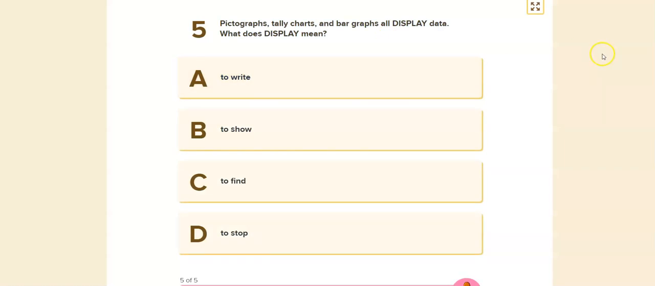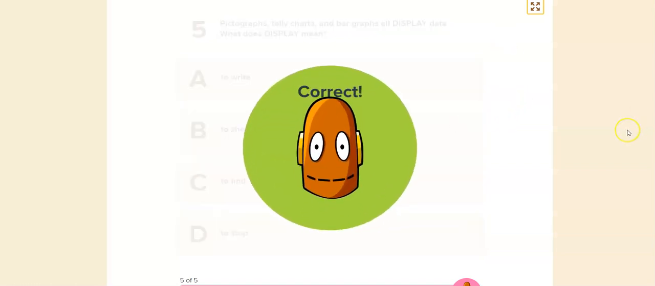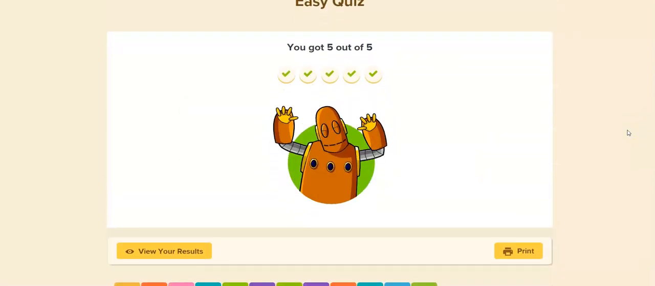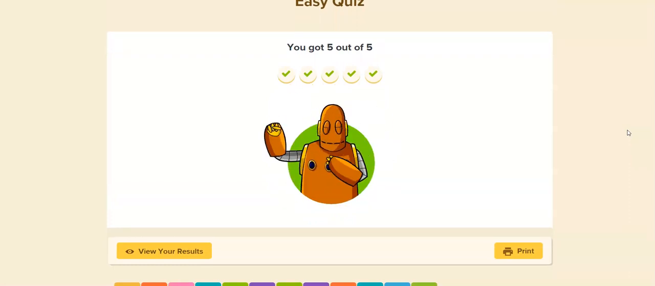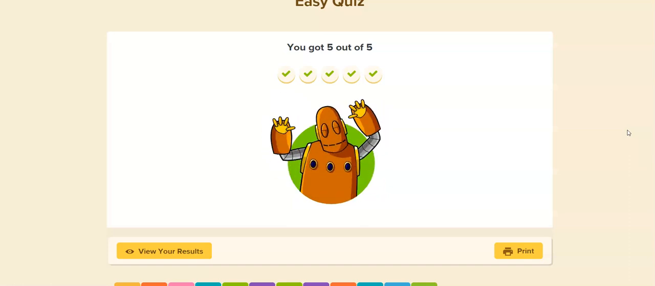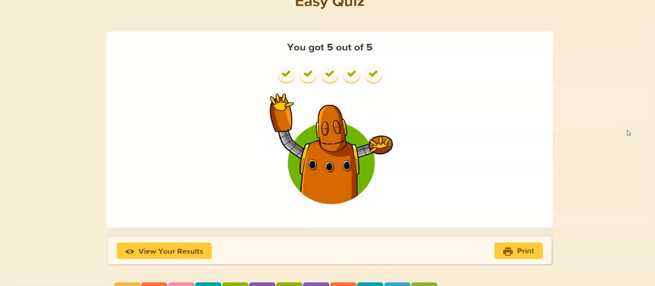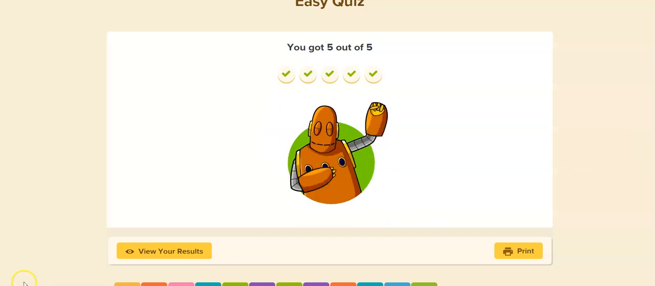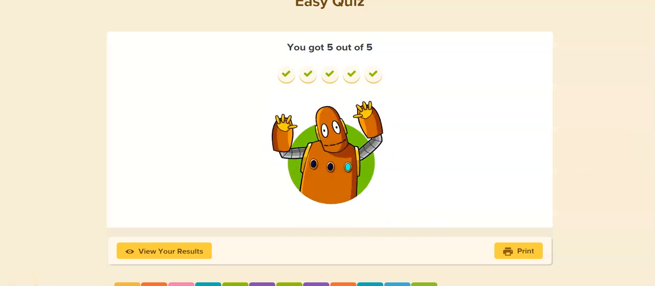Ooh, pictographs, tally charts, and bar graphs all display data. What does display mean? So display just means that you're showing something. To show. Cool vocab question. All right, we got 5 out of 5 correct. So guys, you are going to go ahead and you're going to answer some questions about pictographs on your own. You're going to do some work with tally charts and pictographs. So get ready. If you want to rewatch the video to help you remember what to do, go ahead and do that now.